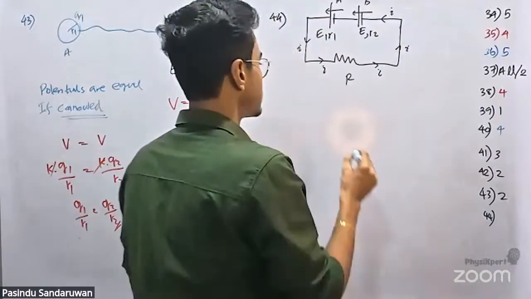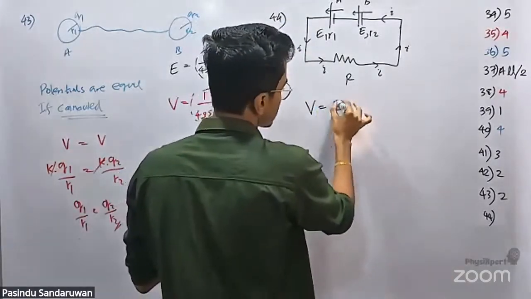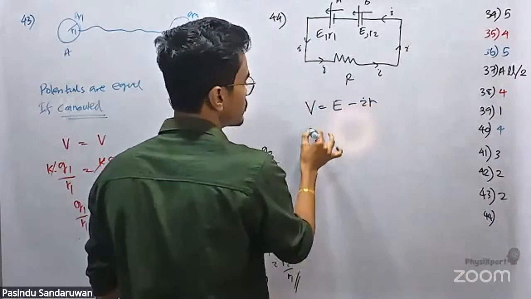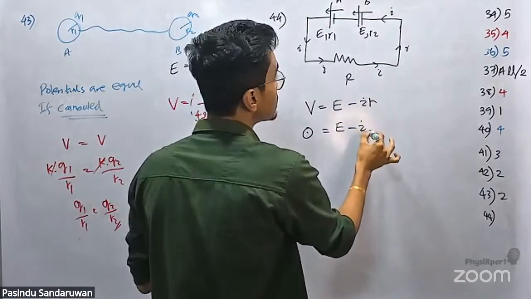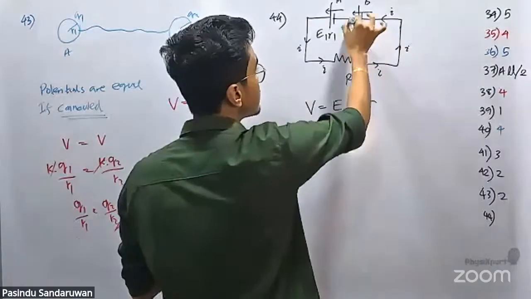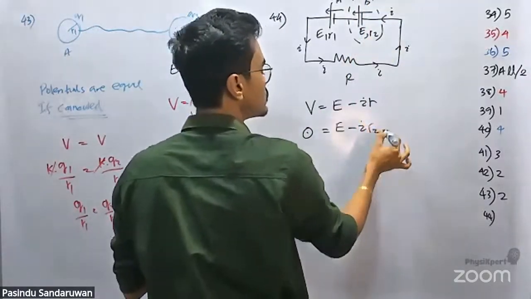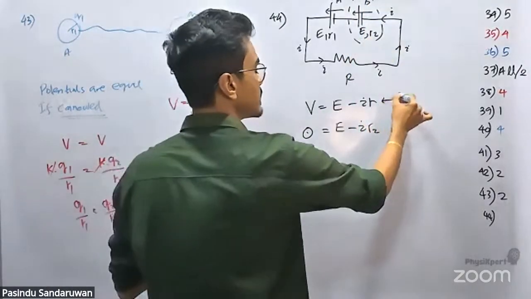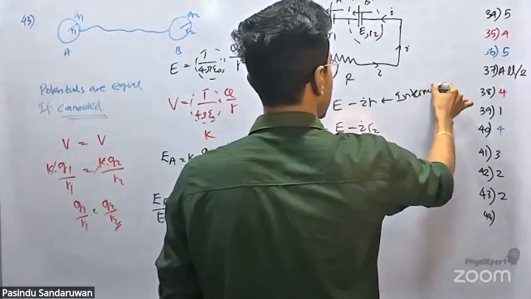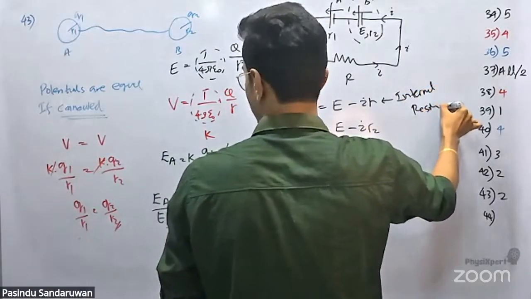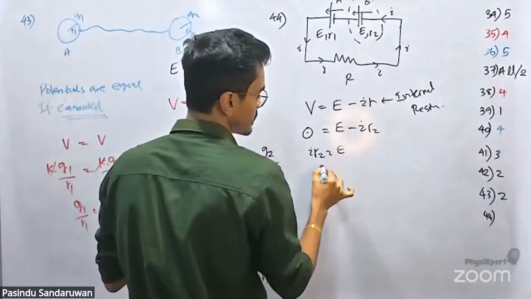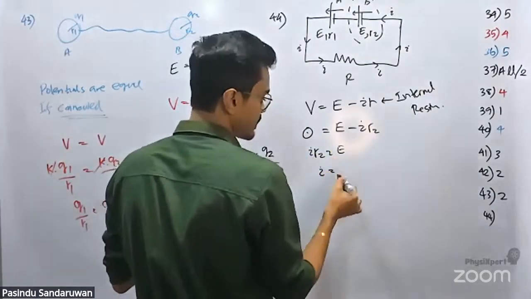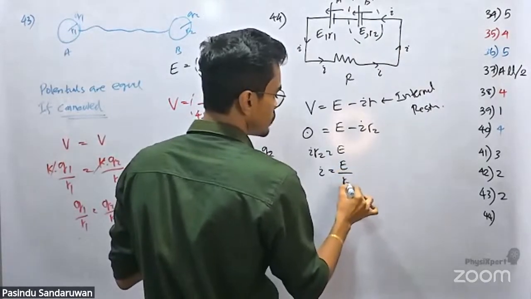Equation of a cell is V equals E minus IR. Now V is 0, which means E minus, let's say current is I for cell B, R2, this is the internal resistance of the cell. Okay, which means IR2 equals E. I can find I here. I is E over R2, right?